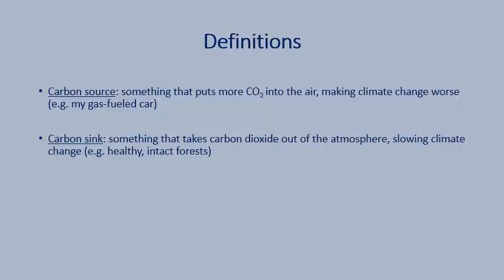Carbon sink is the opposite of carbon source. A carbon sink is something that takes CO2 out of the atmosphere, thereby slowing climate change. So we've seen that trees, by their nature, hold a lot of carbon in wood, hold a lot of carbon in leaves. Soils where organic matter is contained also hold a lot of carbon. So intact forests can serve as important carbon sinks.